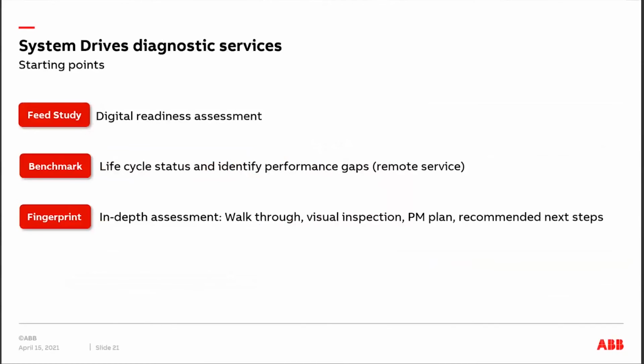And then I just want to touch on some diagnostic services we have for system drives. We fully understand that purchasing a service agreement at any of those 4 levels can be a significant commitment. But it doesn't have to start there. These are diagnostic services we can provide for your drive systems to get a snapshot of where you are today, and they're good starting points. There's a feed study, which is just a digital readiness assessment of your drive system. Is it ready to implement a digital service solution today? And if not, what steps need to be taken to get it there?